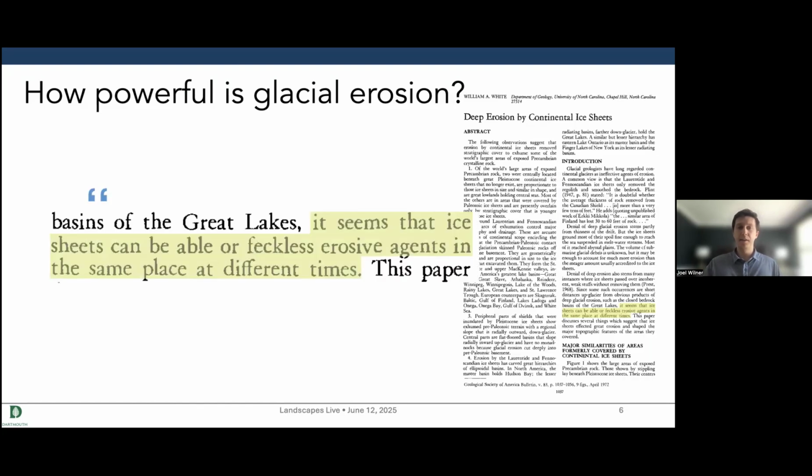And I think the question is summed up by this great quote from William White in this paper from 1972. It seems that ice sheets can be able or feckless erosive agents in the same place at different times, which I think is a great quote.